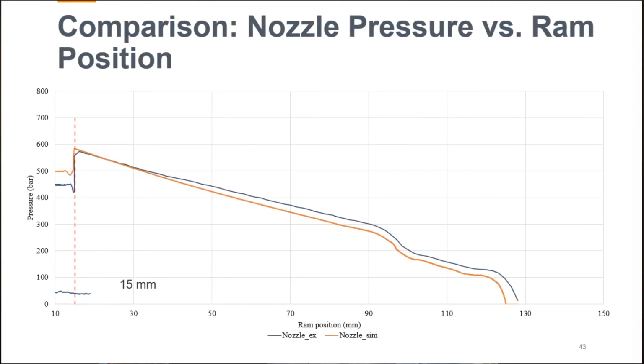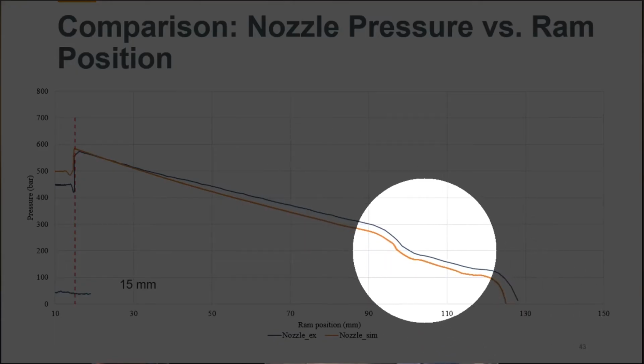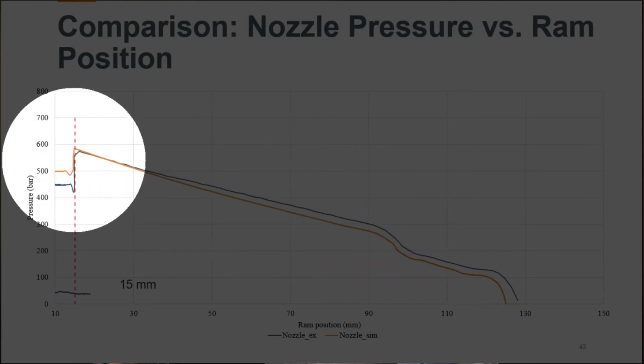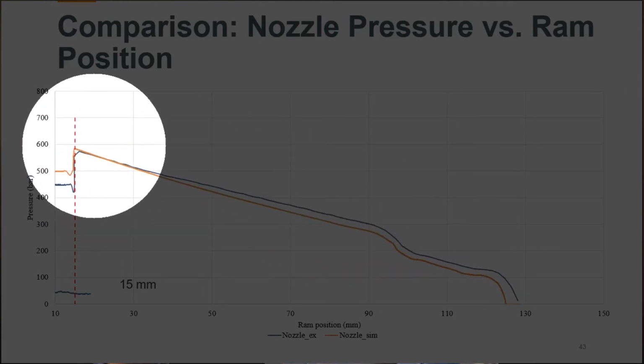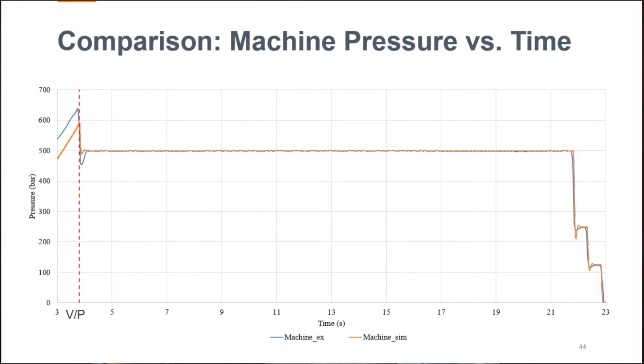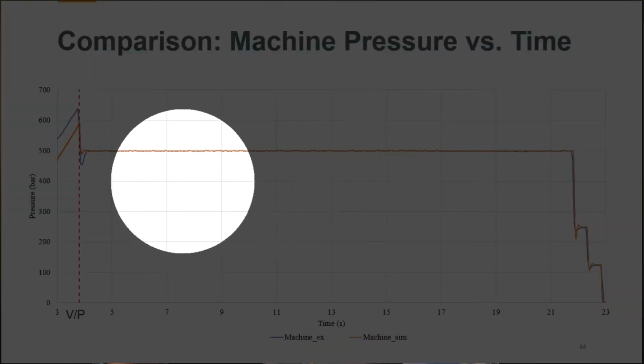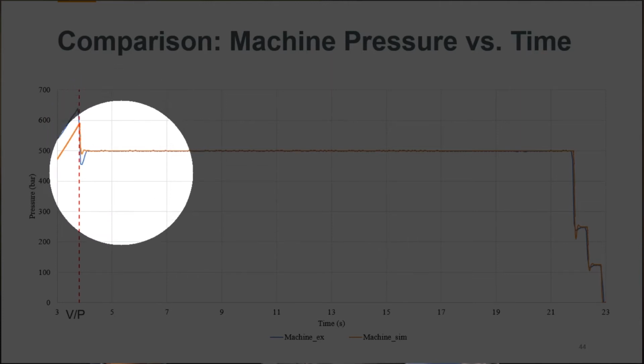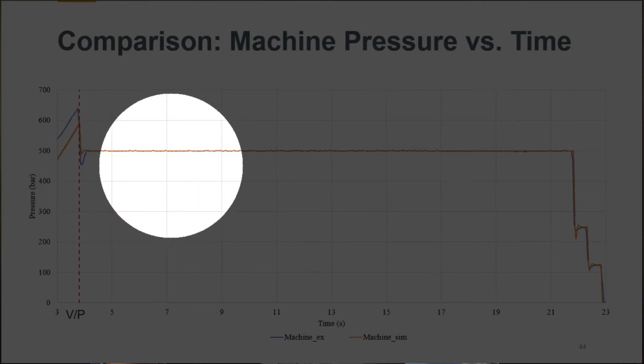If we look at the nozzle pressure versus ram position, it's the same. So you can see these behaviors. We properly capture all the behavior and the pressure value and the VP switch time. Okay, and then if we look at the pressure control stage after the VP switch point, as you can see, the pressure drops down and climbs up a little bit and becomes stabilized.